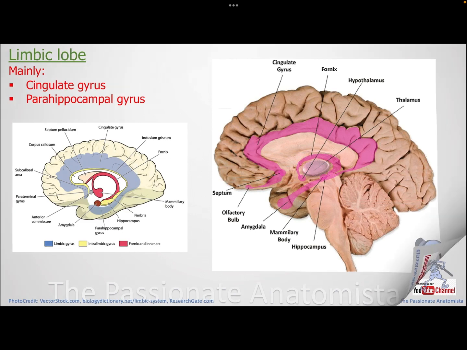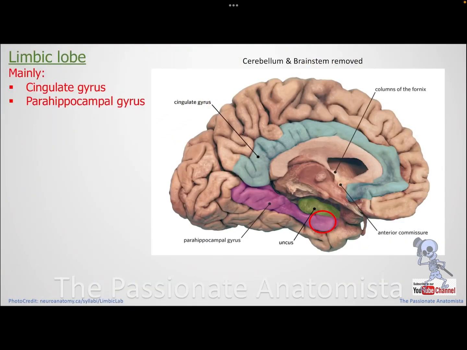Now this is another picture that shows you guys the cingulate gyrus. This is the cingulate gyrus all the way, and this is the parahippocampal gyrus, and this is the area that we call the entorhinal cortex. All right, this is the frontal part, and this is posteriorly, here is anteriorly.